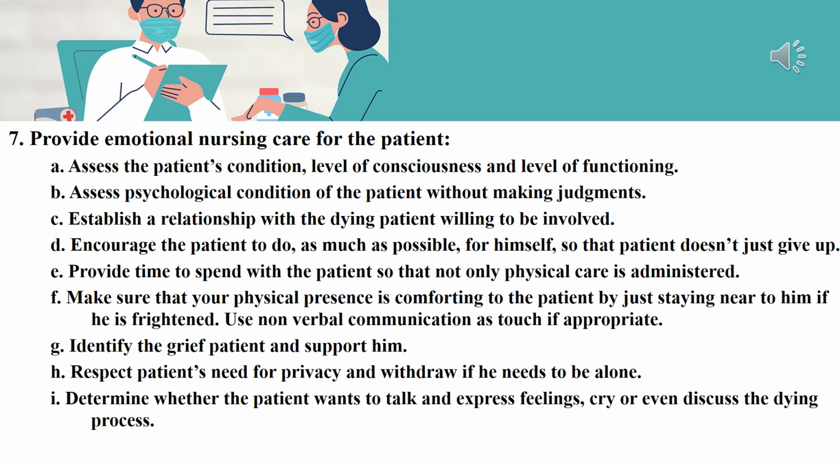7. Provide emotional nursing care for the patient. Assess the patient condition, level of consciousness, and the level of functioning. Assess psychological condition of the patient without making judgments. Establish a relationship with the dying patient willing to be involved. Encourage the patient to do as much as possible for himself so that the patient doesn't just give up.